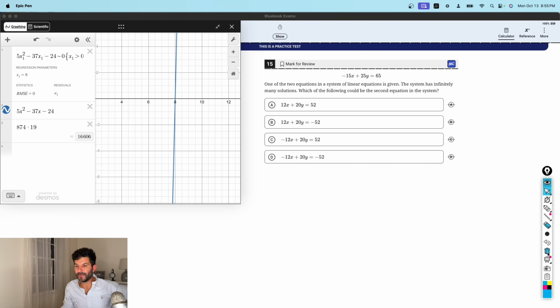Question number 15. One of the two equations in the system of linear equations is given. The system has infinitely many solutions. Which of the following could be the second equation in the system? Okay. A couple ways you can do this. You can type the first equation in. You could type the second equation in from any of your four choices, and you can look to see if you have the same line on top of one another. Maybe that's the best option for you.